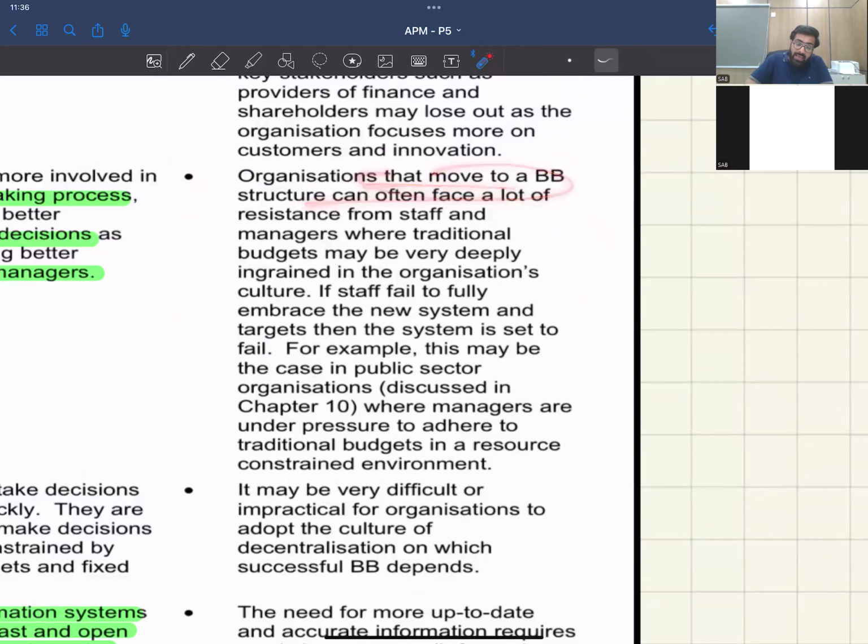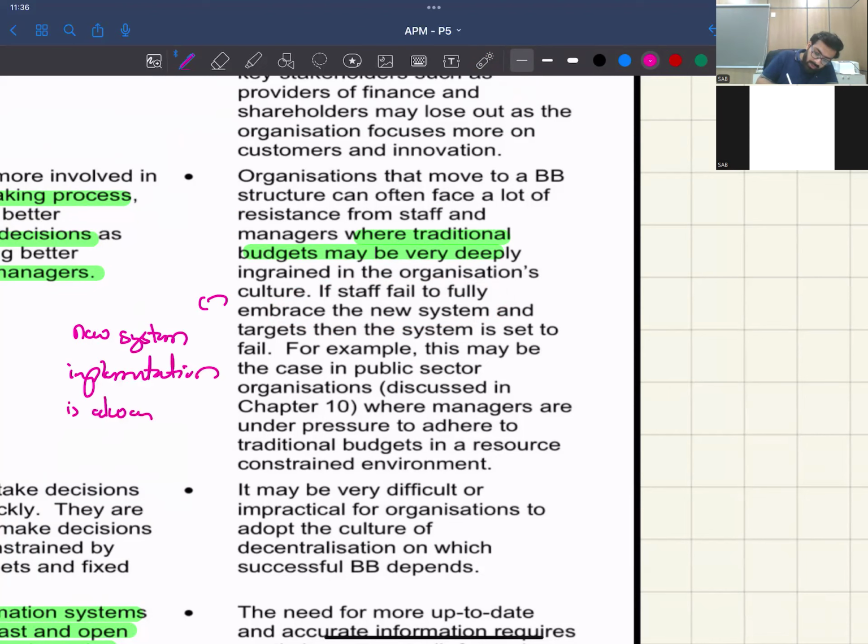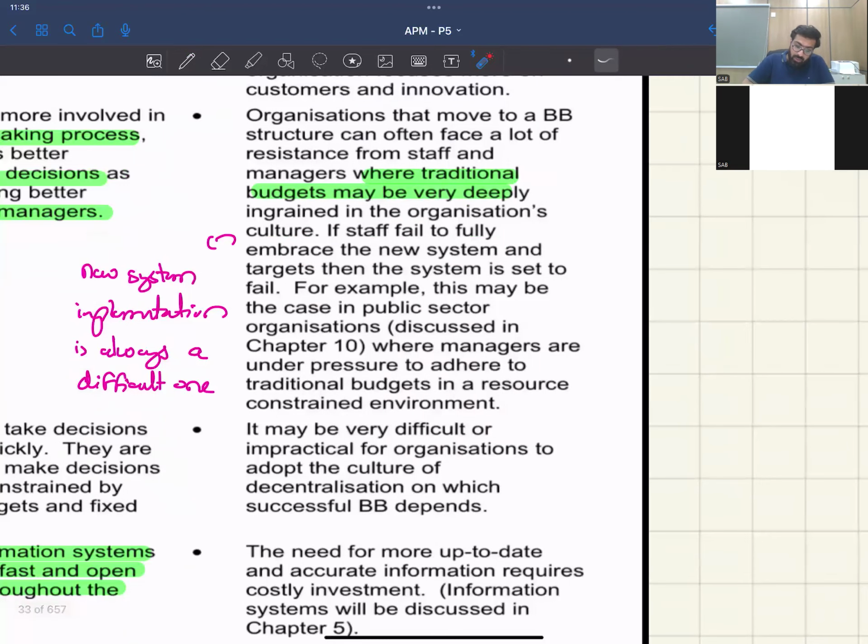Organizations that move to BB can often face a lot of resistance, right? You cannot easily just switch. Like you're following the traditional budgets and now you're following the revised budgeting. So it's not easy, and new system implementation is always difficult, right? So it will be a disadvantage. I'll write here that new system implementation is always a difficult one.